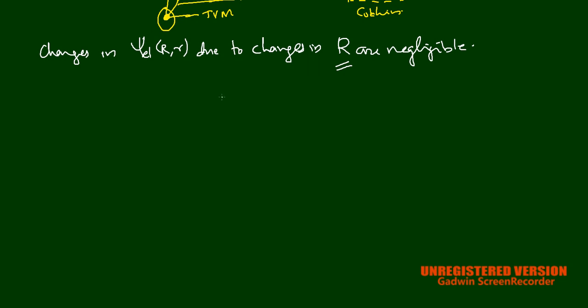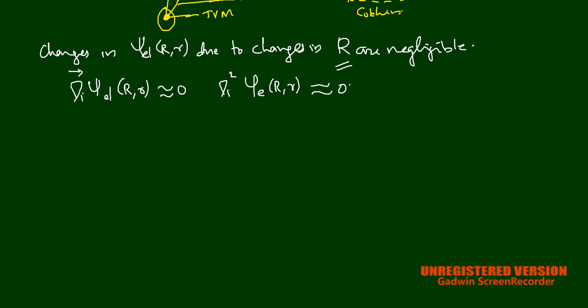So wherever you operate del I or del I square on psi electronic(r, R), those terms will become 0. So what is the mathematical consequence of this? Del I psi electronic(r, R) will be approximately equal to 0. Not only that, del I square psi electronic(r, R) will also be approximately equal to 0. This is the mathematical implication of the Born-Oppenheimer approximation.